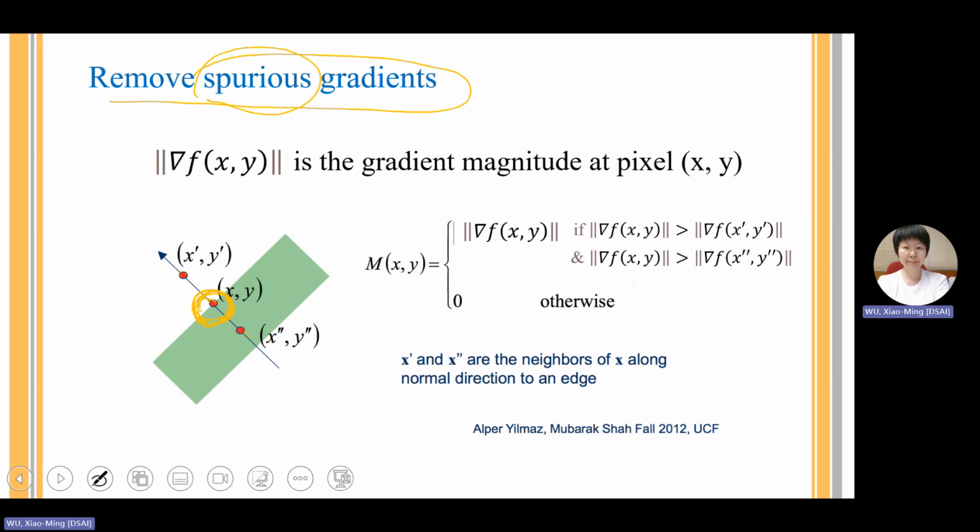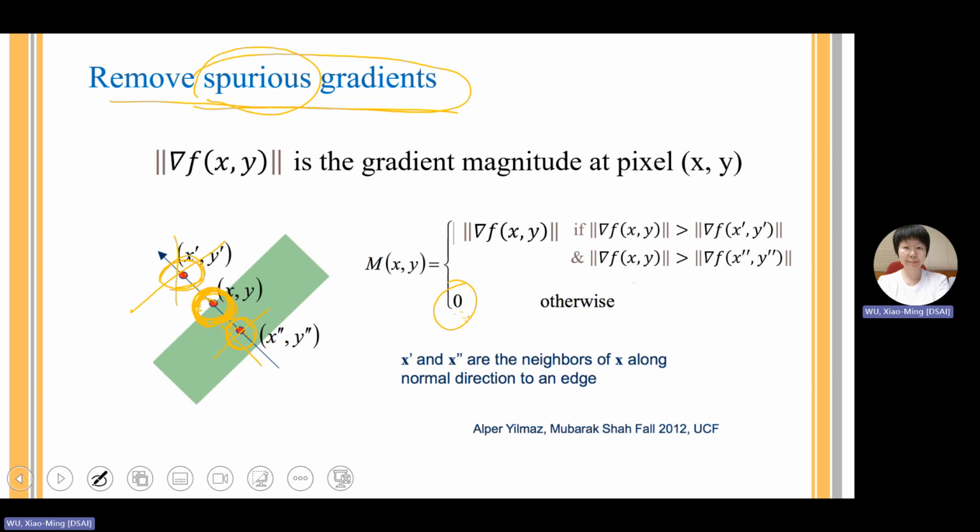Okay? And likewise, because the value of this one is lower than this one, it should be set to 0. And similarly, the value of this one is lower than this one, so its gradient will also be set to 0. Okay, then finally, we're only left with the middle one because it's the highest. It has the highest gradient value. So that is how we do non-maximum suppression.